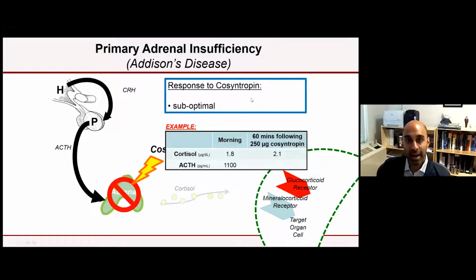And here's an example of what labs in someone with primary adrenal insufficiency would look like. Very low morning cortisol, a very high ACTH, and if you did an exogenous cort stim, a very suboptimal response. And so that's the exact labs that our patient had. So she has primary adrenal insufficiency postpartum.